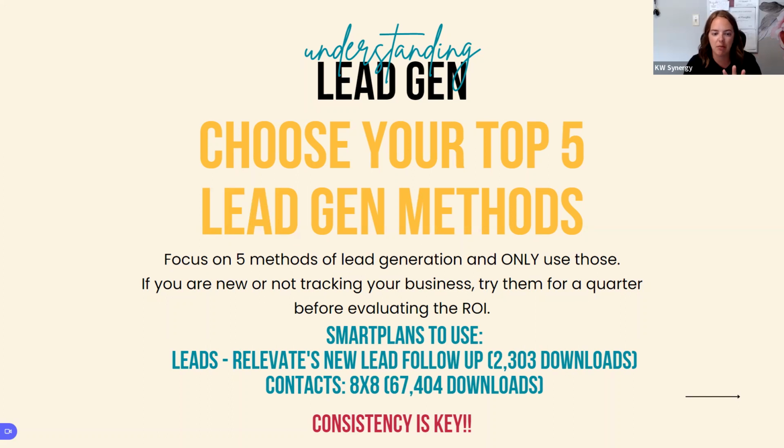So choose your top 5. If you're a newer agent, or if you're not tracking your business right now, pick your favorite 5, or things that you are most committed to doing, meaning you are most likely going to do it, and just start with those.